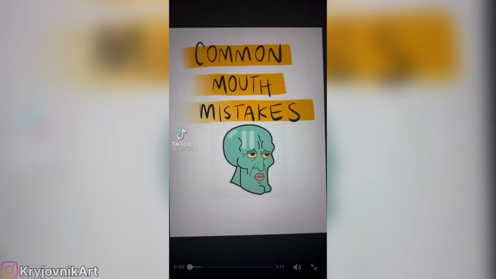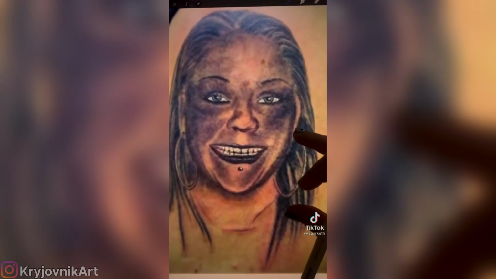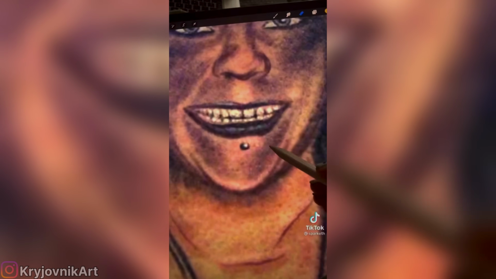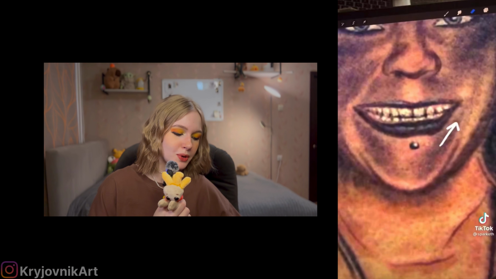Okay, what's this one? Let's talk about common mouth mistakes. Number 1 is forgetting the corners of the mouth. The reason she looks so uncanny is because her teeth are just going back into infinity. Oh, yep, exactly my first thought, actually.